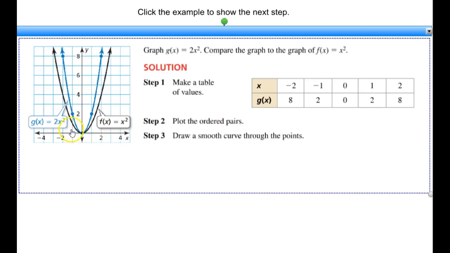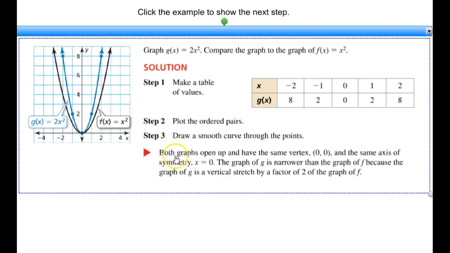So you'll see here in this graph, the black graph is just my parent function, if I don't have a number in front of my x squared. And this is always where I'm starting. So then once I have my points, now I can plot them. So I see that I'd have (1, 2), (2, 8), (-1, 2), and (-2, 8). So then I plot those points and I draw my smooth curve.